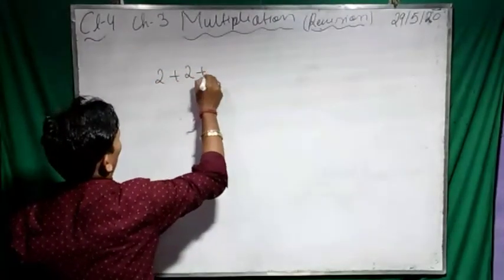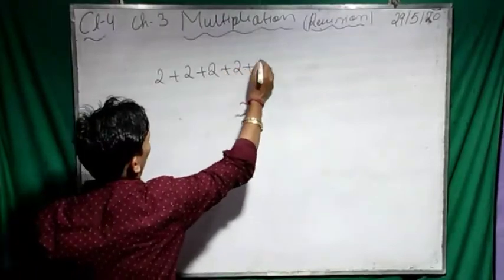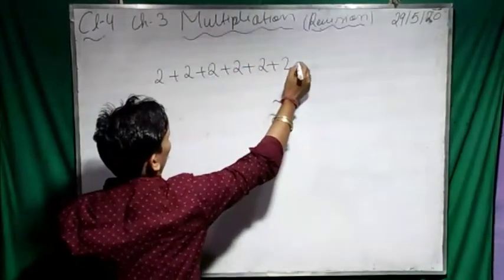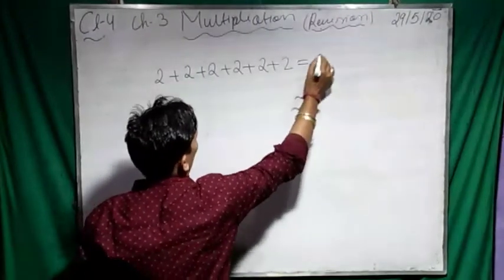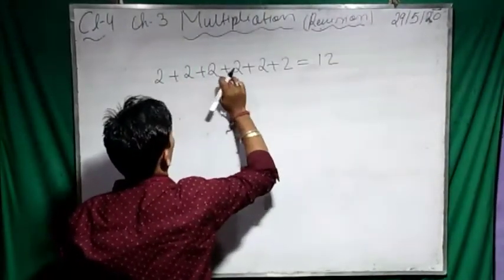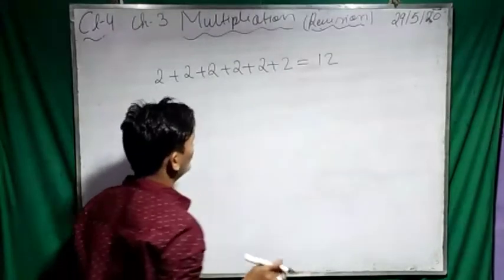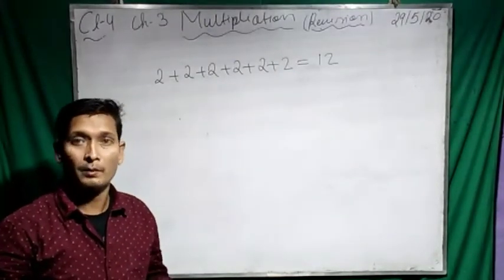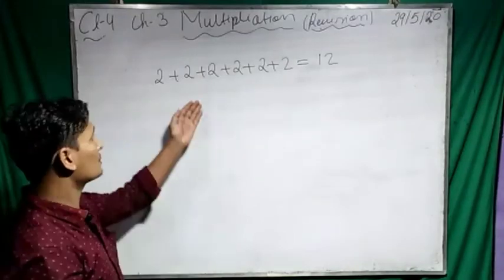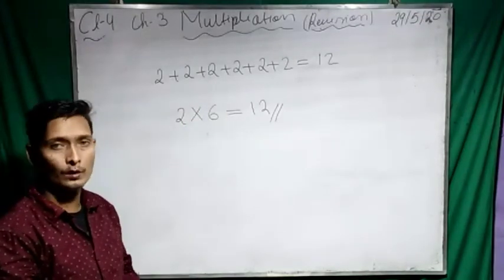2 plus 2 plus 2 plus 2 plus 2 plus 2. So we have 1, 2, 3, 4, 5, 6. That means 12. 2 plus 4 plus 6 plus 8 plus 10 plus 12. So we are doing repeated addition when we multiply. Multiplication means repeated addition. But repeated addition is a long process.